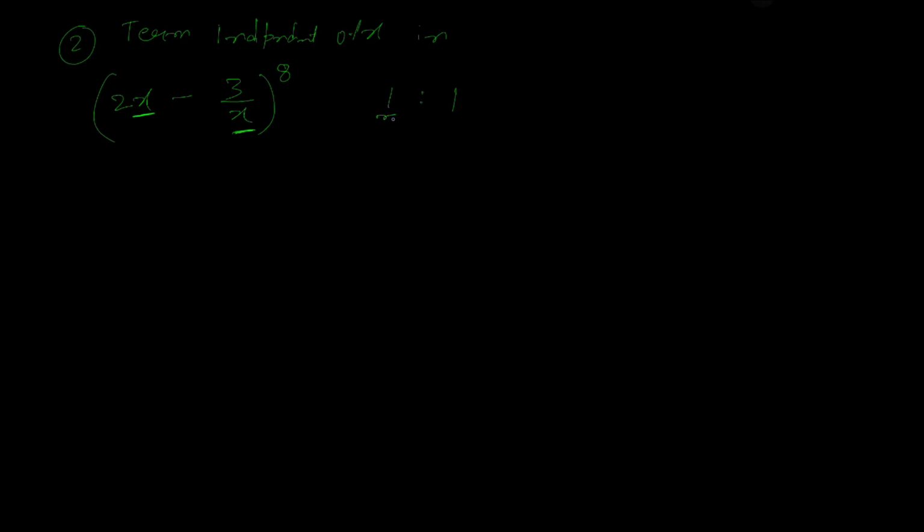I repeat, this is the power of x where it is present in the numerator, and this is the power of x where it is present in the denominator. So don't take −1. I'm saying already in the denominator, whatever is the power, right? So the ratio is 1:1. Can we divide this 8 in the ratio 1:1? Yes. So when you divide 8 in the ratio 1:1, it is 4:4, right? This gives you the value of r. What does that mean? r equal to 4 means the fifth term. Great. The fifth term will be the term independent of x.